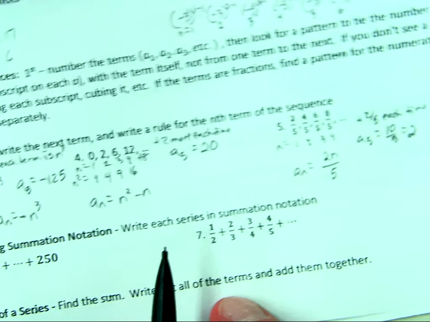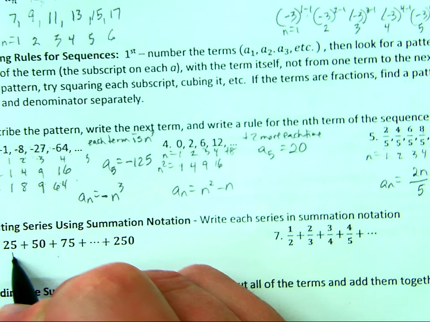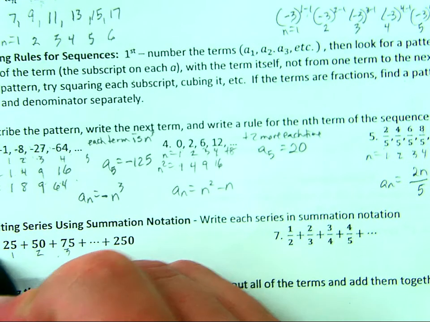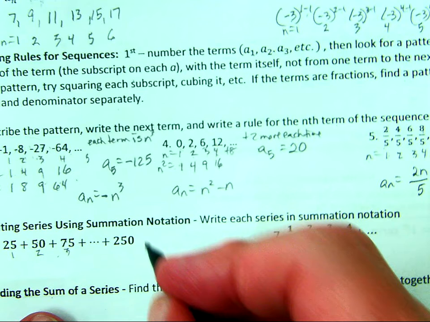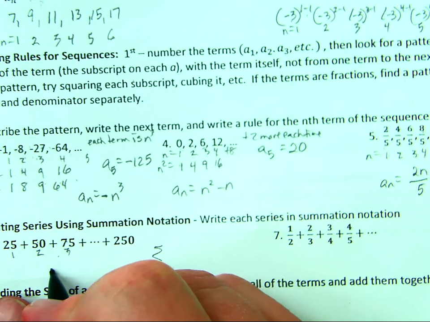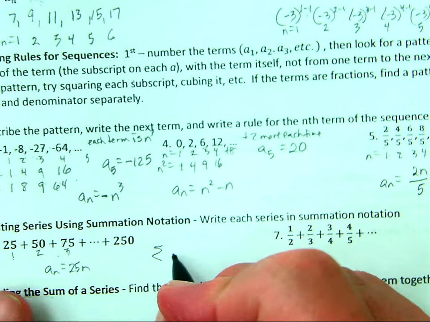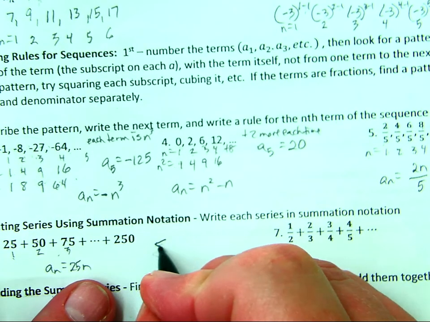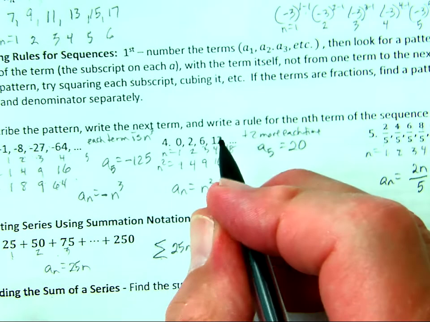So like here, if we're looking at this one, we want to write this in sigma notation. Well, if I number the terms 1, 2, 3, etc., if you look for a pattern, well, 1 times 25, 2 times 25, 3 times 25. So if I were doing my sigma notation, my a sub n would be 25 times whatever n is. So that's what goes beside. So right beside here always goes a sub n, 25n.